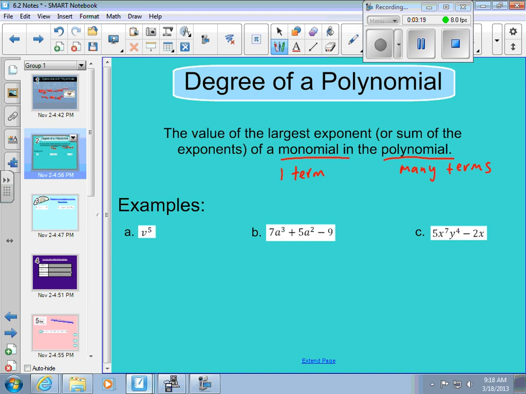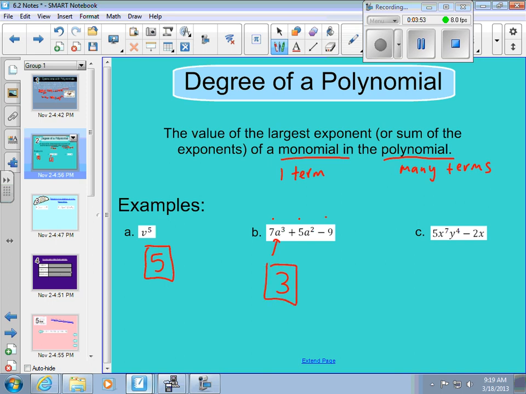Let's look at a couple examples on your sheet. On A, it is only a single monomial. There is only one exponent, so the degree would be the exponent, 5. 5 is the biggest power or exponent we see. All right, B, this one is a polynomial. We have 3 monomial terms within the polynomial. What is the biggest exponent we see? On this first one right here, we see a power of 3, so the degree would be 3.